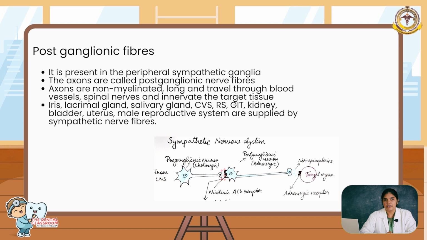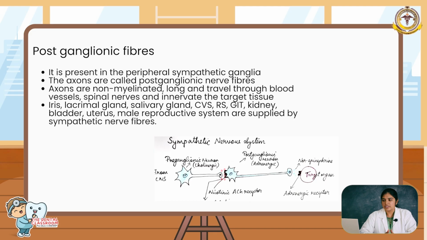Preganglionic fibers are usually short and synapse with the postganglionic fibers. Acetylcholine is secreted by preganglionic nerves. The postganglionic fibers' cell bodies are present in the peripheral sympathetic ganglia. The axons are called postganglionic nerve fibers.